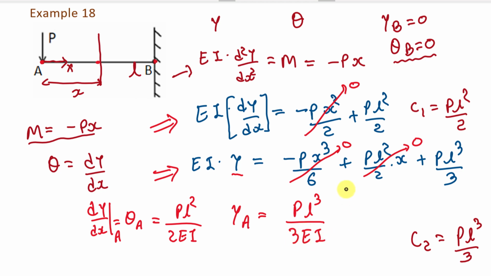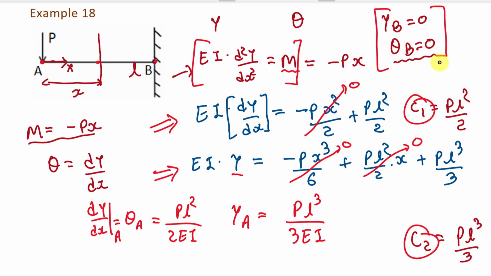So I hope that you understand how to find the value of deflection and slope in a beam. First of all, you have to use this equation, and in this equation you have to find the value of moment as a function of x, and then you have to integrate this equation with respect to x two times. If you integrate this equation with respect to x once, then you will get the slope, that is dy by dx, and by integrating a second time you will get the deflection.